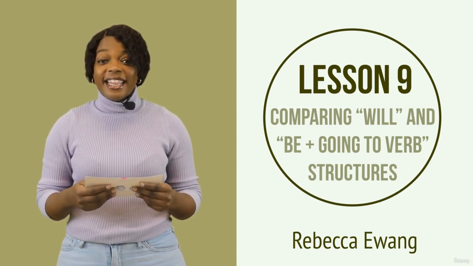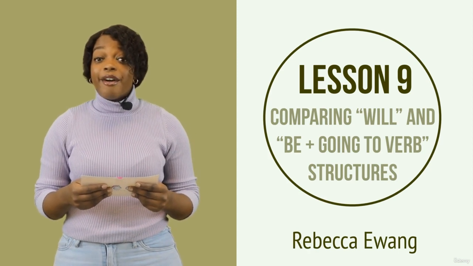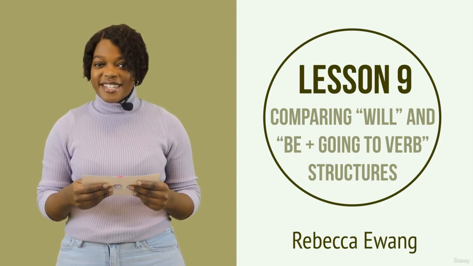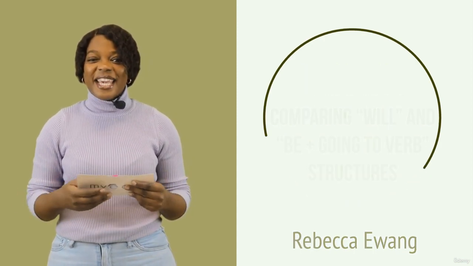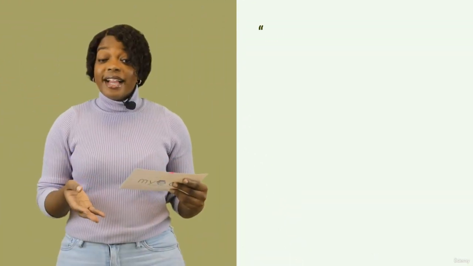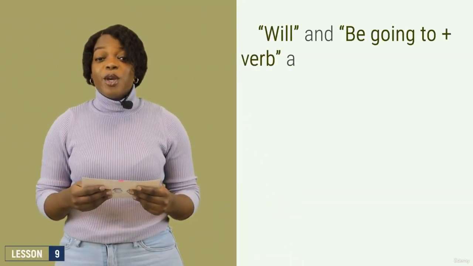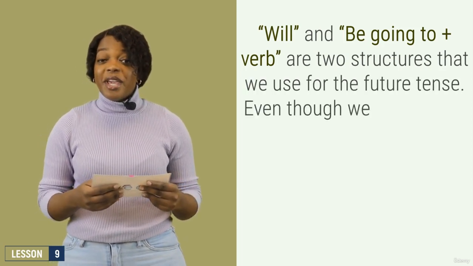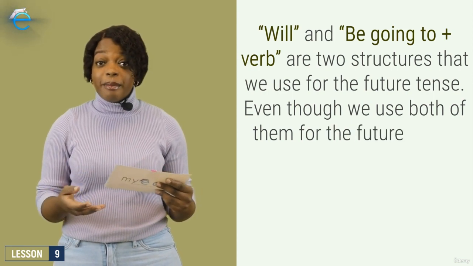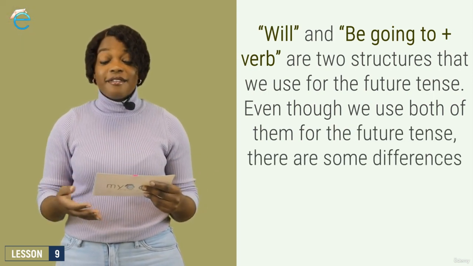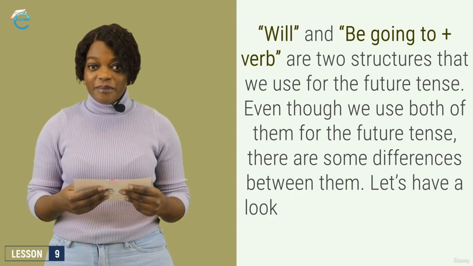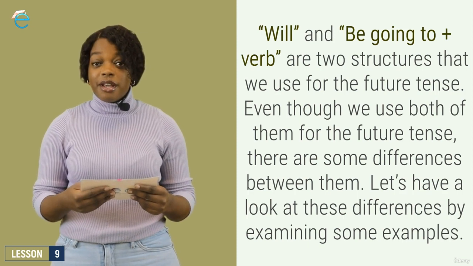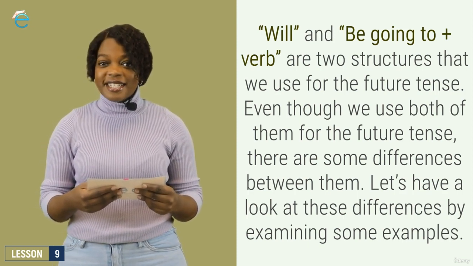The topic of our 9th lesson is comparing will and be going to verb structures. So, let's begin. Will and be going to are both used for future expressions. In our previous lessons, we have looked at how we structure them in the positive, negative, and question form. Even though we use both of them for future expression, they do have some differences.